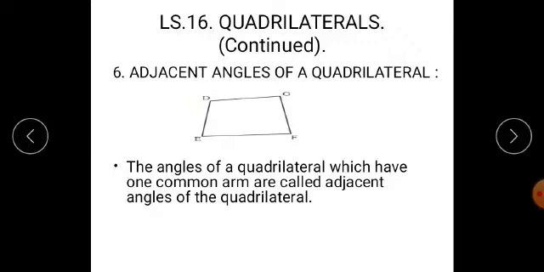Now let's continue the same chapter, that is quadrilateral, and the next topic is adjacent angles of a quadrilateral. The angles of a quadrilateral which have one common arm are called adjacent angles of the quadrilateral. I repeat, the angles of a quadrilateral which have one common arm are called adjacent angles of the quadrilateral. Now students, means those two angles which have one arm or one side in common are called adjacent angles.